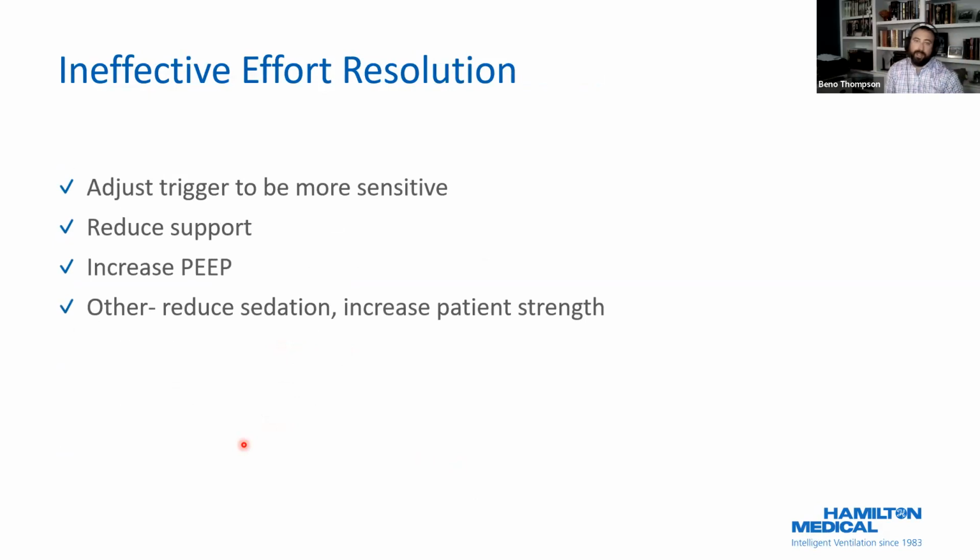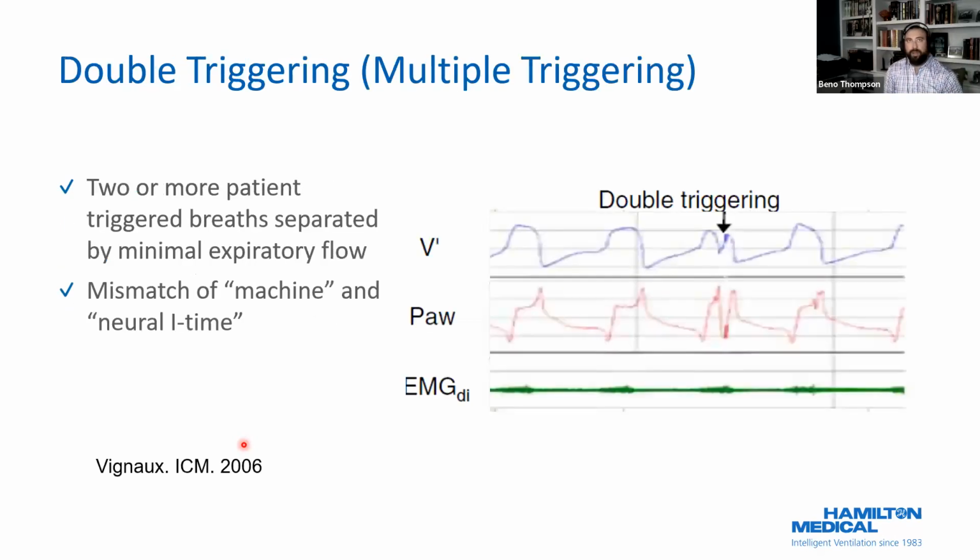So how should we fix a mistrigger? Well, this is going to look very much like a delayed trigger. So easiest thing, turn your trigger down, make it more sensitive, right? You could reduce the level of support your patient's on. You could increase your PEEP to counteract that auto PEEP if it's present. You can also check your ventilator tubing for anything causing auto PEEP. And then also talk to your medical team. See if you can reduce the level of sedation they're on, or try other things to increase diaphragmatic strength, right?